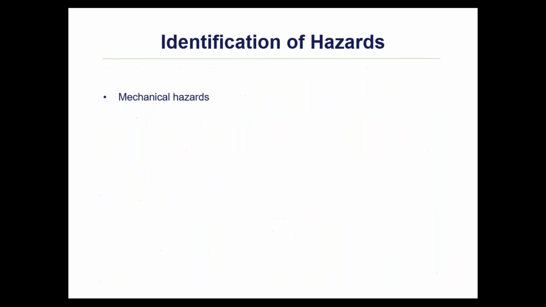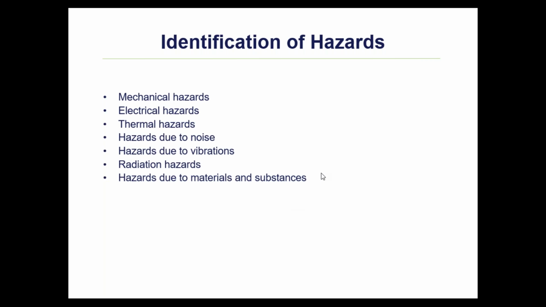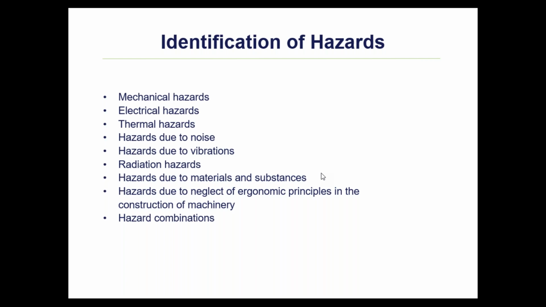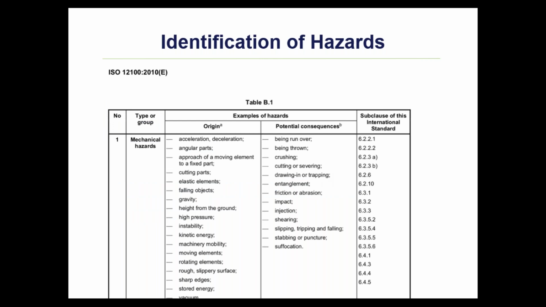Some of the hazards that you will look into, and both standards, the ISO and the ANSI, will have a partial list of hazards that you can find. Some are mechanical, electrical, thermal, hazards due to noise, hazards due to vibration, radiation, hazards due to materials and substances. We're talking about chemicals or materials used in the process. Hazards due to neglect of ergonomic principles in the construction of the machinery. And hazards or combinations of these hazards.